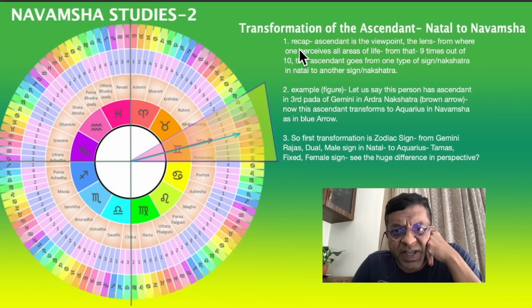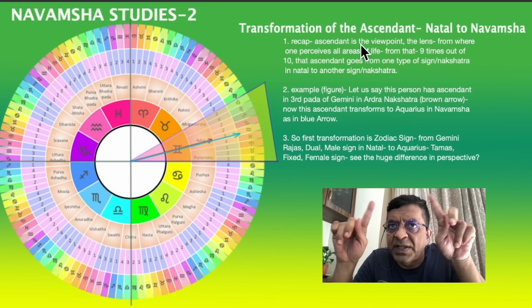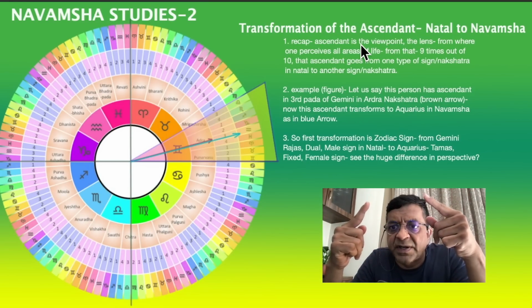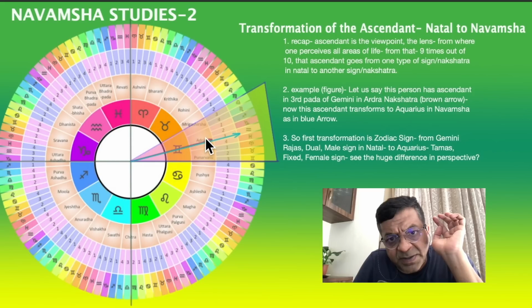How does it go? Just to recap, point number one. The ascendant is the viewpoint or the lens through which you observe the world. One perceives all areas of life through the eyes of the ascendant. 9 times out of 10, this is important, the ascendant goes from one type of sign and nakshatra in the natal chart to another sign and nakshatra in the Navamsha. An example is here. I have taken an ascendant in Gemini in Ardra nakshatra in the third pada, and the same person will become Aquarius ascendant in Navamsha, as you can see over there, right?